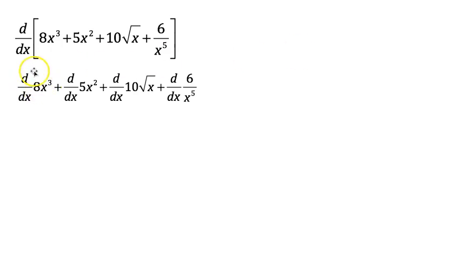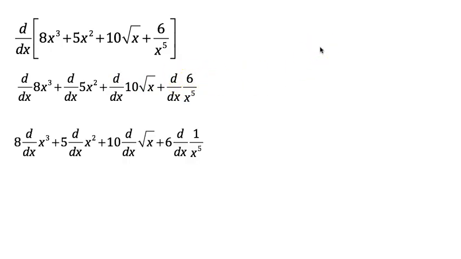Now pull the constants out. 8 is in front of the derivative operator. 5 is in front of the derivative operator. 10 will be in front of the derivative operator, and we'll do something with that 6 as well. So you'll notice 8 times the derivative of x cubed plus 5 times the derivative of x squared plus 10 times the derivative of square root of x. This is 6 times 1 over x to the 5th. So I can pull that 6 out. 6 times the derivative of 1 over x to the 5th. And we're getting to the point that we can use our power rule.